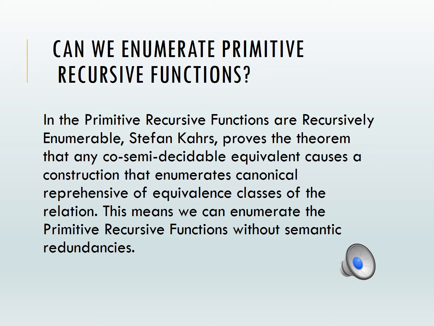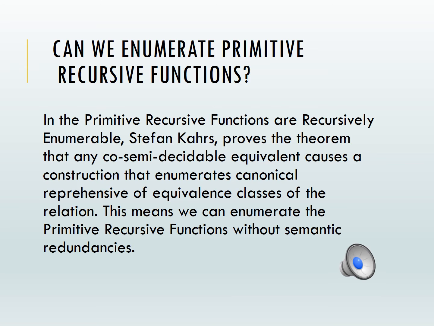Stephen Cook answers this question in his paper, The Primitive Recursive Functions Are Recursively Enumerable. He proves the theorem that any co-semi-decidable equivalence causes a construction that enumerates canonical representatives of equivalence classes of the relation. That means we can enumerate the primitive recursive functions without semantic redundancy.